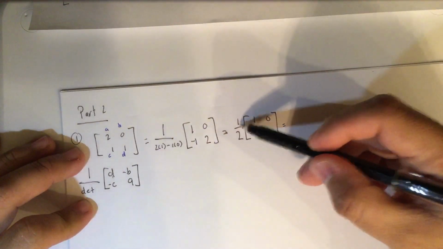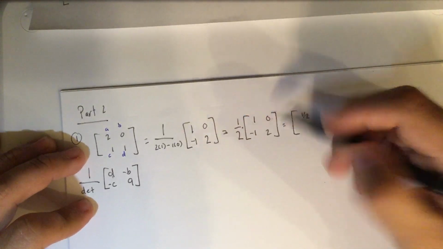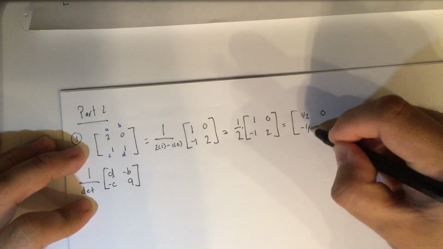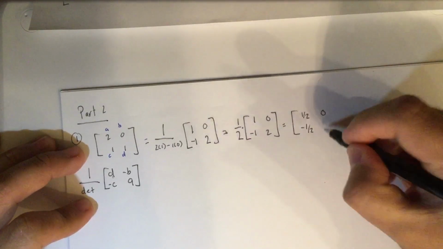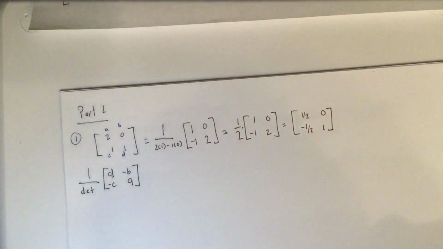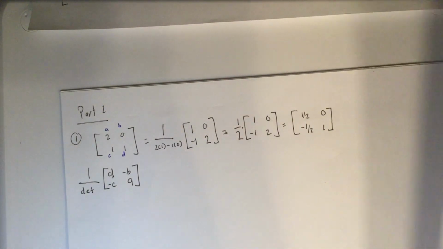So I'm going to multiply 1/2 times 1 is 1/2. 1/2 times 0 is 0. 1/2 times negative 1 is negative 1/2. 1/2 times 2 is 1. All right, so this is going to allow me to decode the other matrix now.